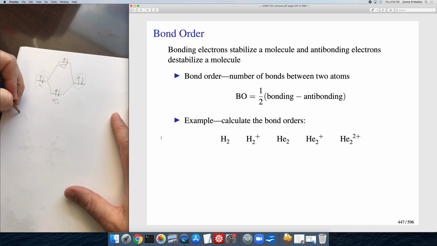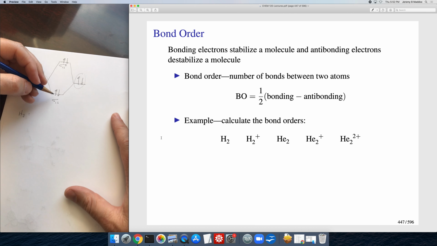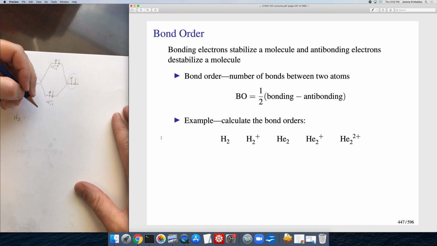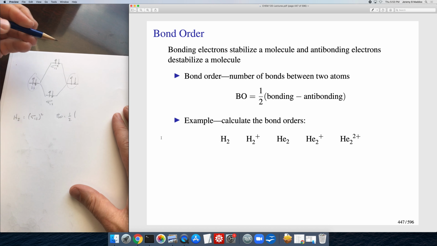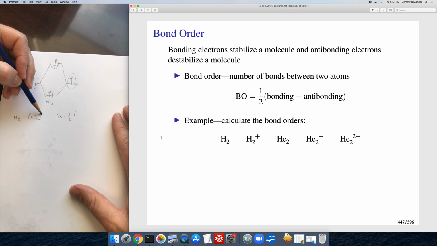So let's just go ahead and look at what we previously had. Here is the molecular electron configuration for hydrogen. The bond order is going to be 1/2 the number of bonding electrons, which is 2, minus the number of antibonding electrons, which for H2 is 0. Okay? So a bond order of 1. So that means the molecular orbital theory predicts that H2 will have a single bond, which is exactly what you get from the Lewis structures. Okay, so there's consistency between molecular orbital theory and what we've learned so far.